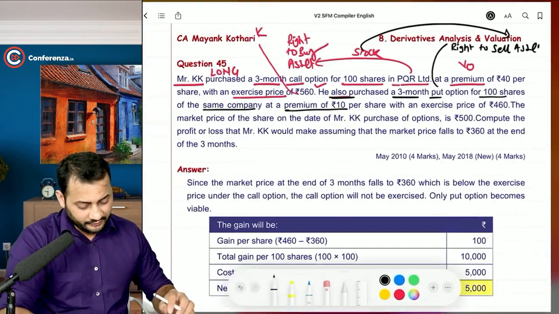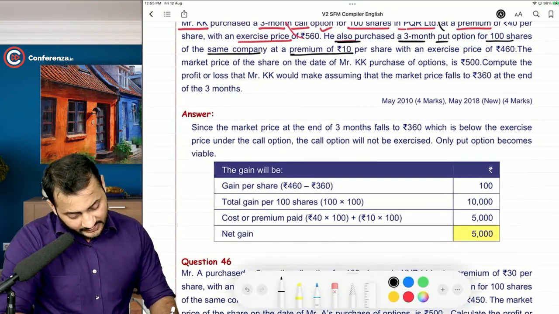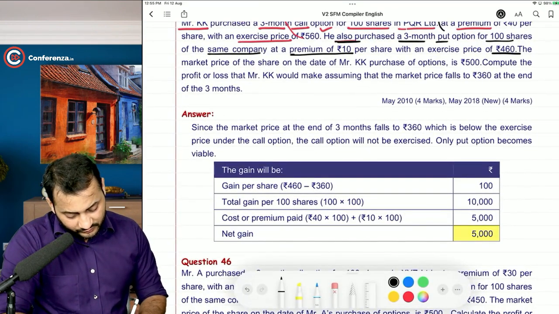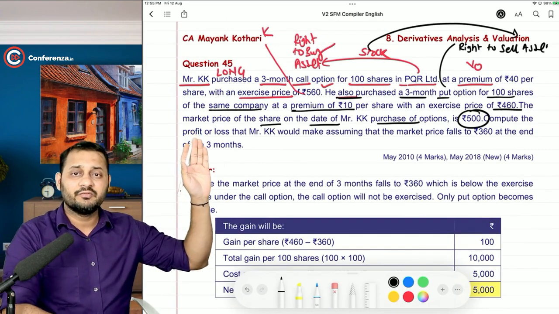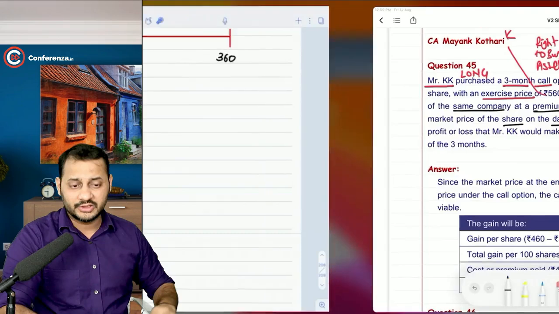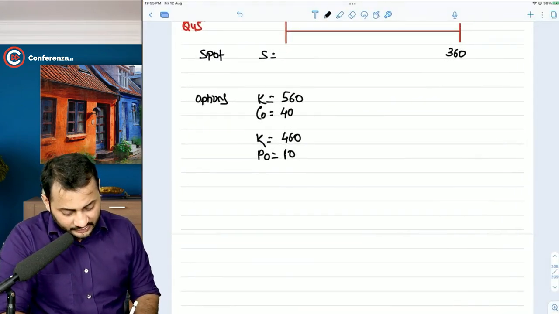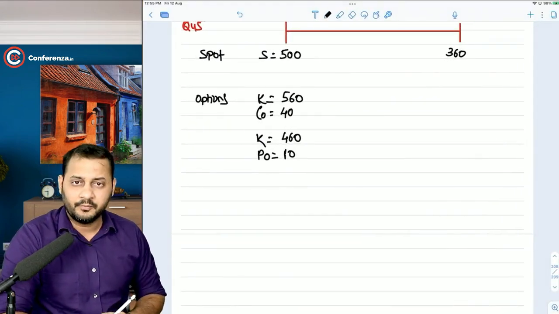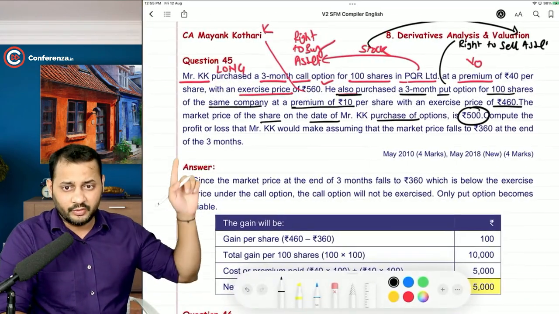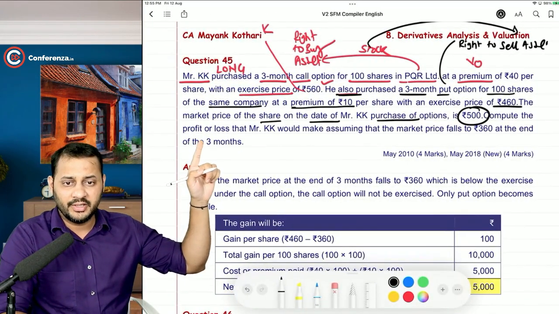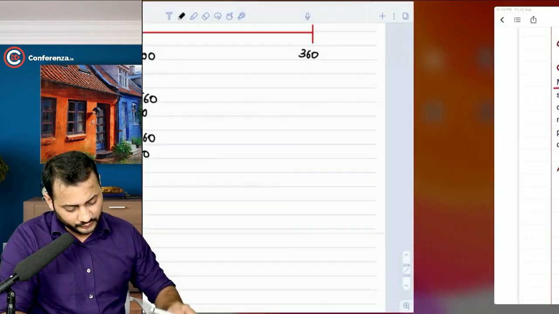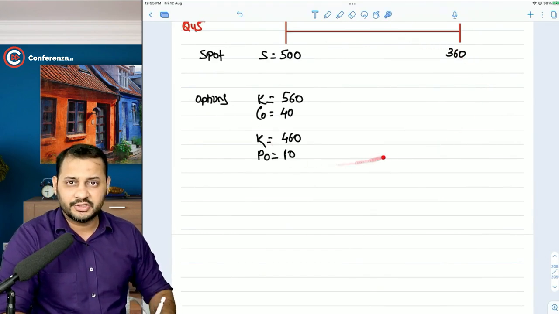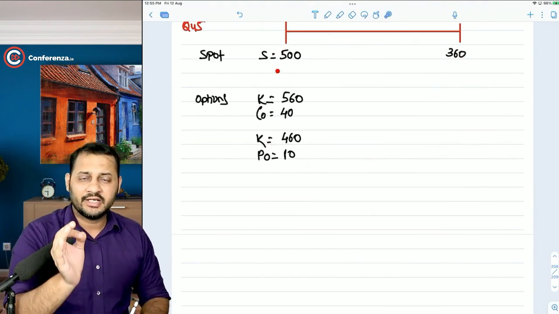I'm just going to repeat everything. Just focus now. With an exercise price of 460, the market price of the share on the date of purchase of the option is 500. See, the market price of the share on the date I purchased all these options is 500. So this is nothing but the spot price. Compute the profit or loss that Mr. KK would make assuming that the market price falls to 360 at the end of 3 months. So now this is the entire situation in front of you. Today the stock was selling at 500 rupees.